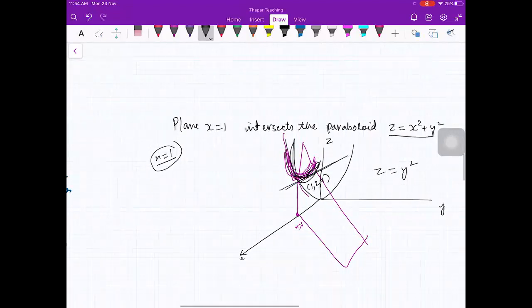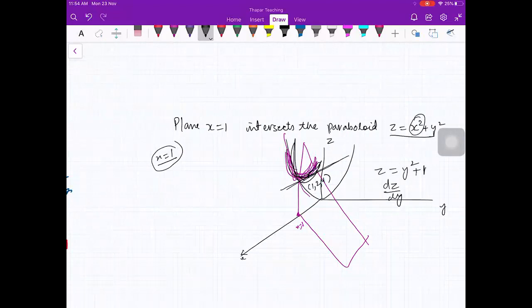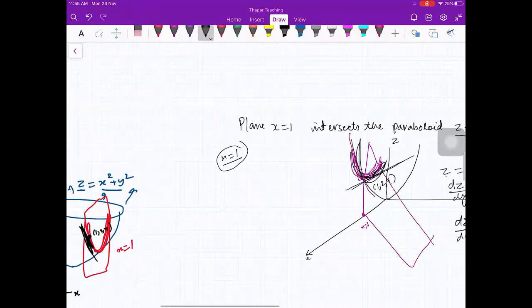So this is your parabola. We have put x is equal to 1. So z is equal to y square plus 1. And you have to compute the slope. So it means dz by dy, so that is 2y. And at what point? Your point is 1, 2, 4. It means that y is equal to 2. You are computing, so 2 into 2, that is your slope, 4. This is what we had done.